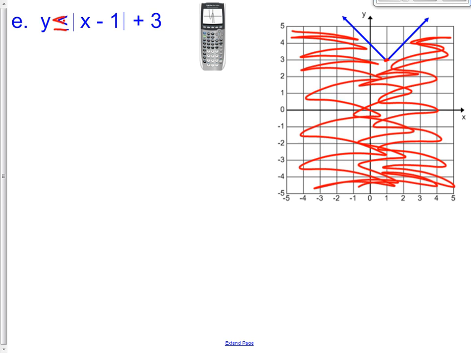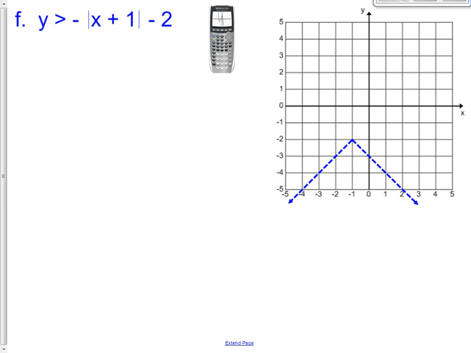And then finally, problem letter F. This 2 says I'm going to shift it down 2 units. This positive 1 says I'm going to shift it left and right, and because it's positive, I do the opposite, which is left 1. So this part says down 2, left 1. It's going to open down because that's negative. So down 2, left 1.